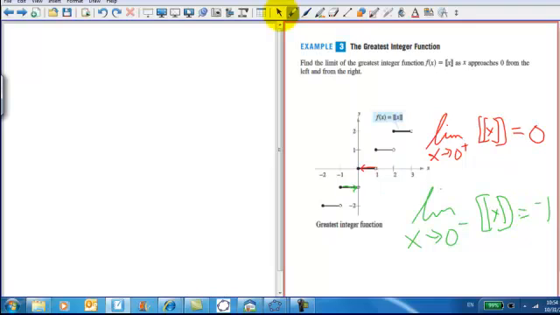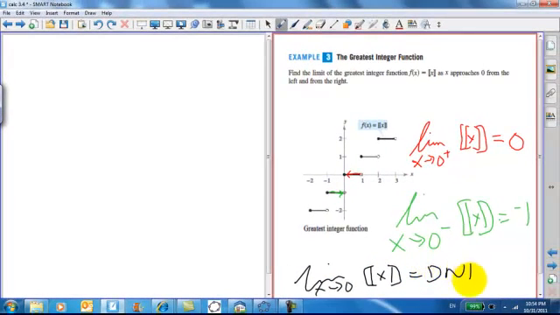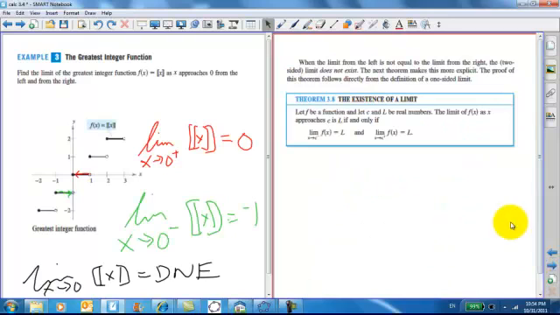Now, because these directional limits don't agree, we say the limit as x approaches 0 of this greatest integer function does not exist. The directional limits have to agree. And that's what we talk about here. For the limit to exist, the limit as x approaches c from the left and the limit as x approaches c from the right of f of x have to equal the same thing, have to equal the limit.